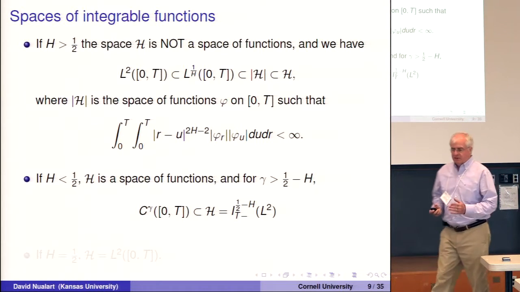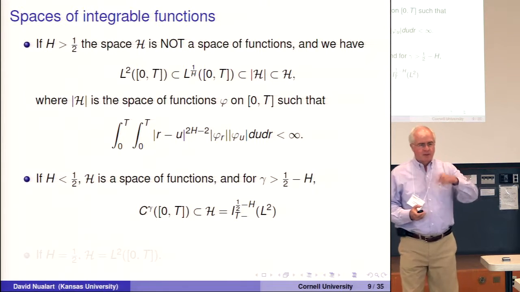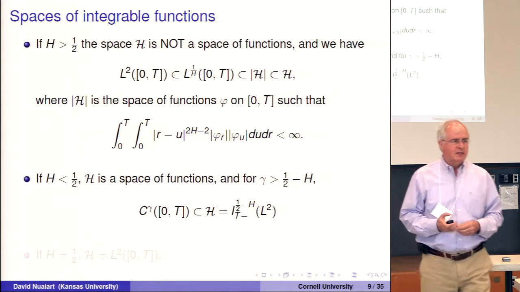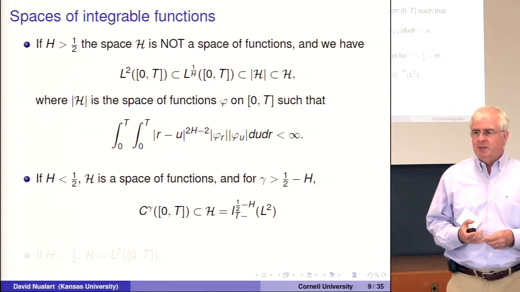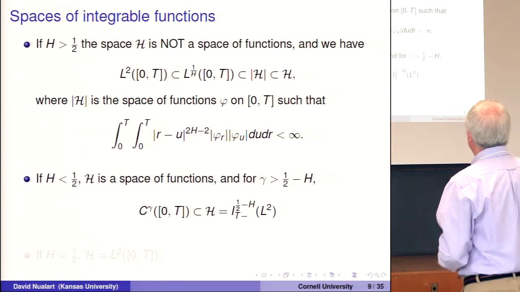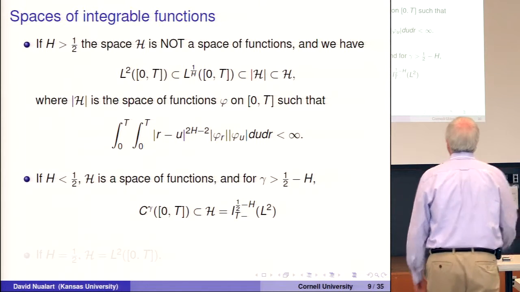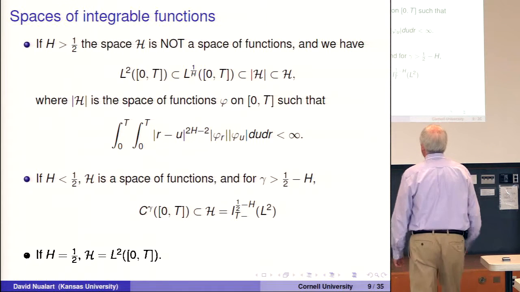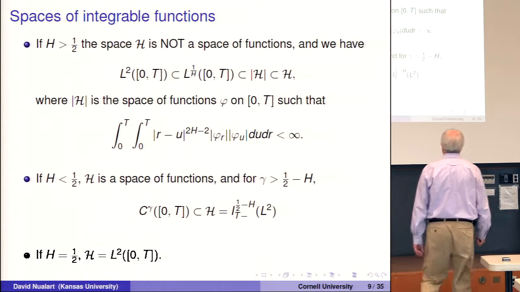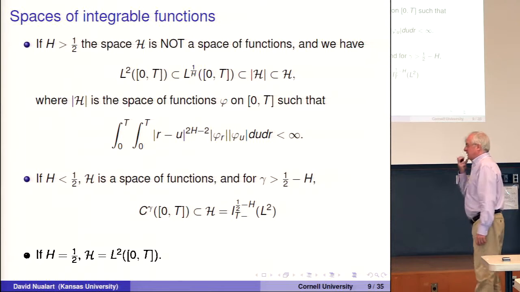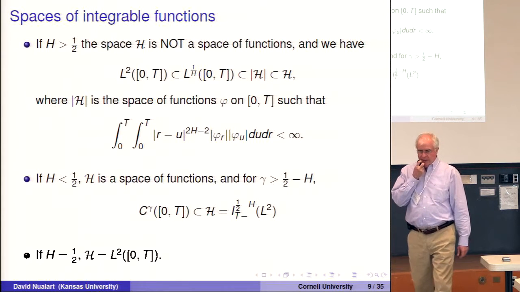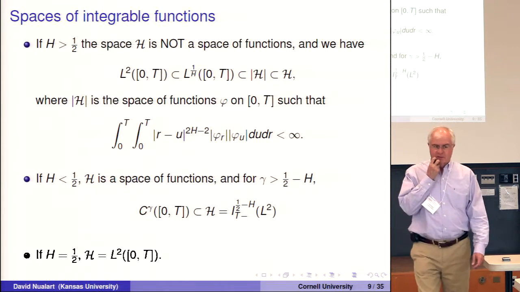So the conclusion is that if H is smaller, the process is very irregular, and you need some regularity of your function to be integrable, and if H is bigger, then you have even distributions. And if H is 1/2, of course, H contains distributions. So that's the integral of deterministic functions.